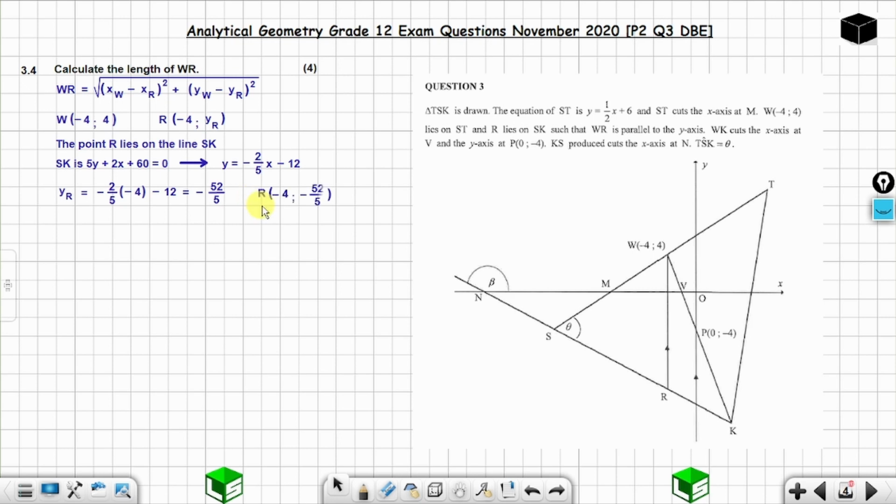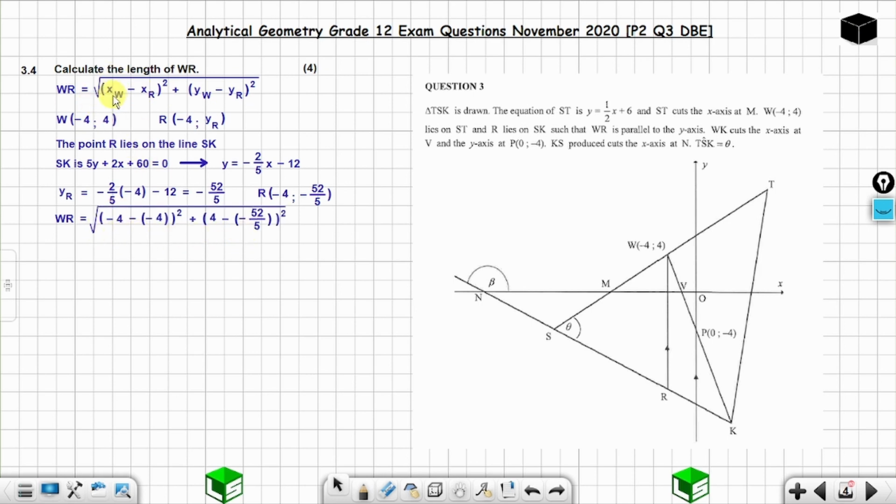So R, the coordinate of R, is (-4, -52/5). Now you can use this formula to find the length WR. This is the distance formula. So WR is equal to, plug everything into the formula. You're going to have this.